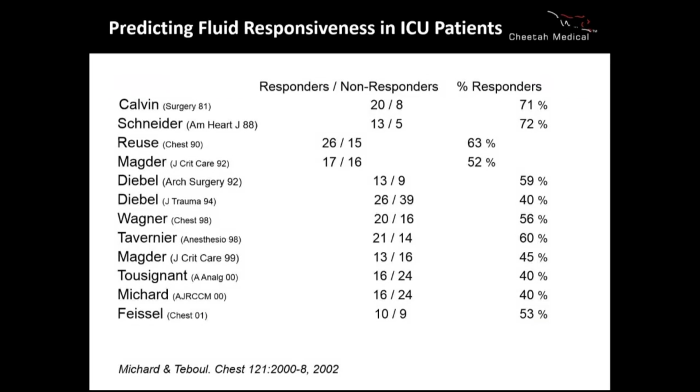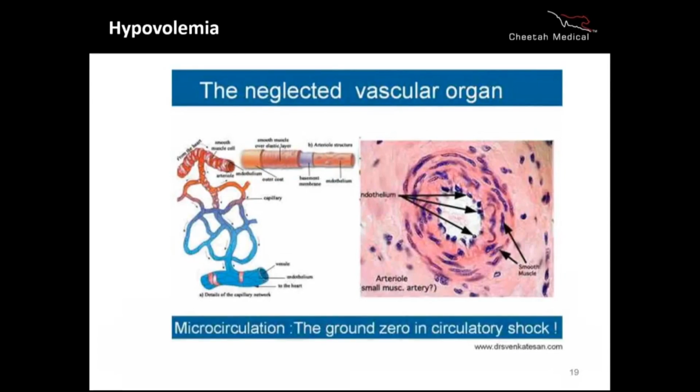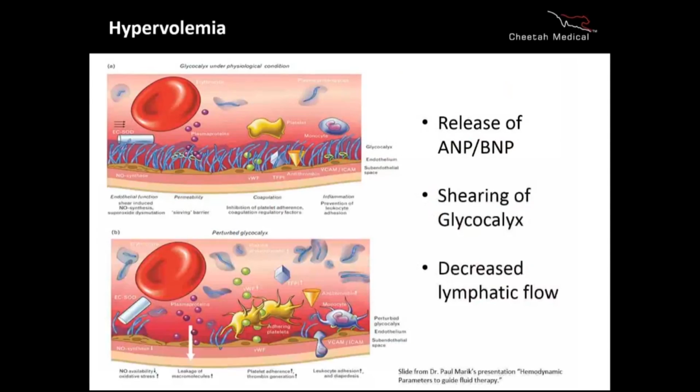So what happens when a patient becomes hemodynamically unstable? We give them fluid first, and if that doesn't work, then we go on to the next thing. Studies have actually shown that only 50% of these patients are actually fluid responsive. So 50% of the time, we're giving fluid to patients that really don't need it. If we don't give enough fluid, we cause hypoperfusion. If we're giving too much fluid, it leads to hypervolemia and a resulting excretion of atrial and brain natriuretic peptide, which causes shearing of the glycocalyx.